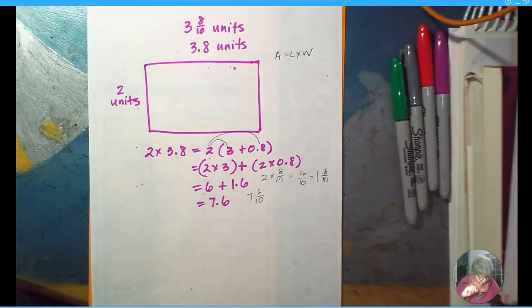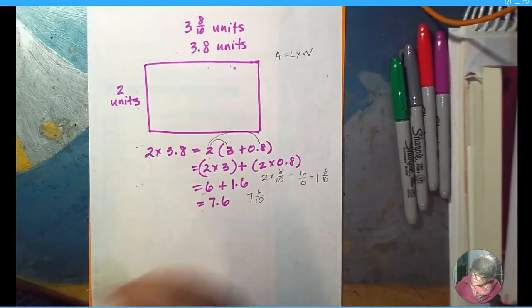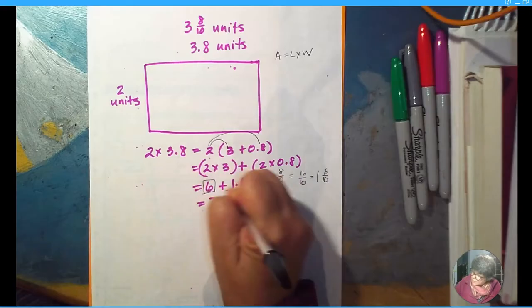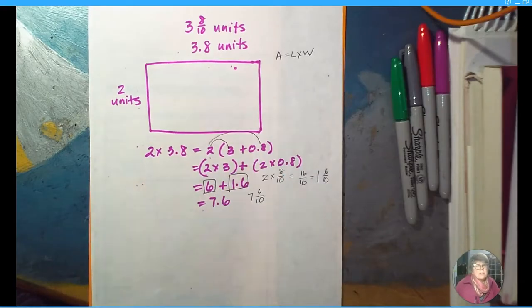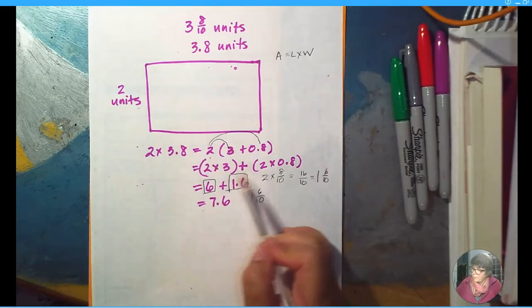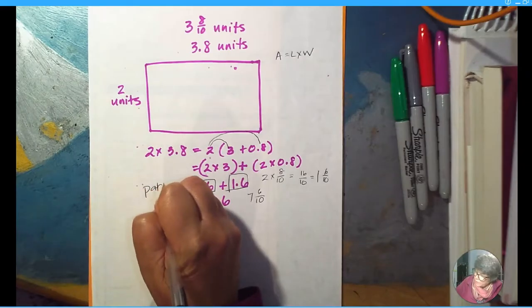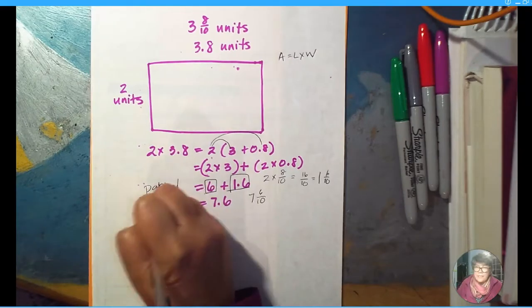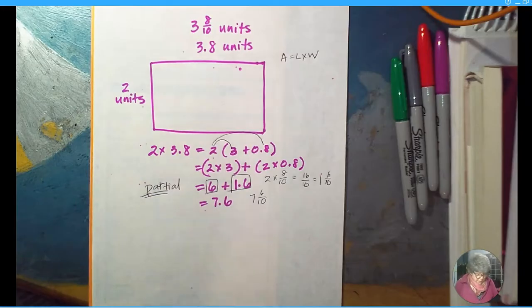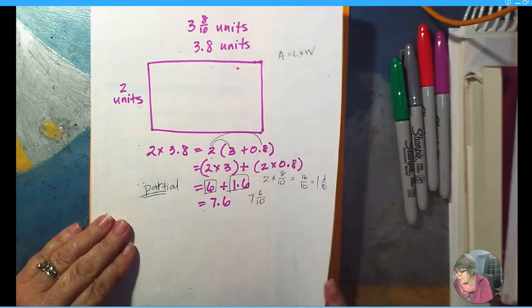Okay. So we see our partial products here. These would be our partial products. Why are they called partial products? Because they're not the complete product, right? They're the parts that we're putting together. Remember the word partial. Partial has the word part in it. So those are partial products. Okay, very good. Let's look at an area model.